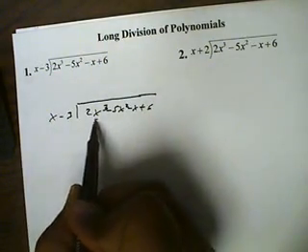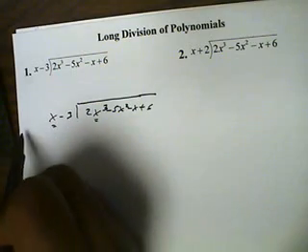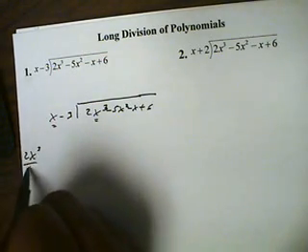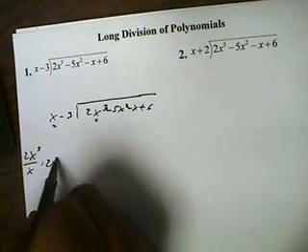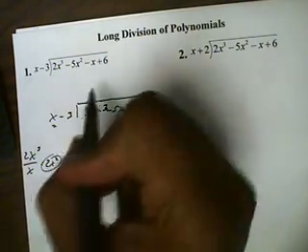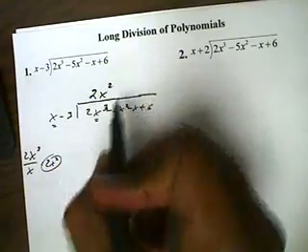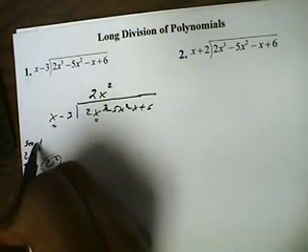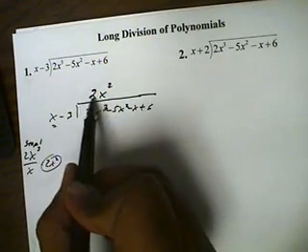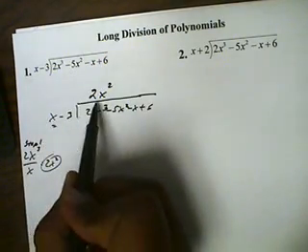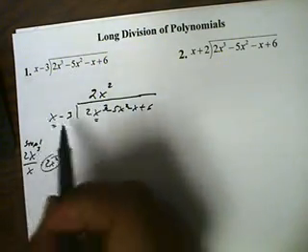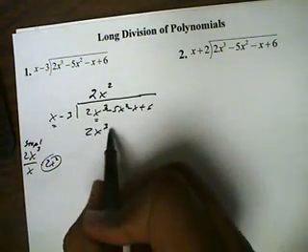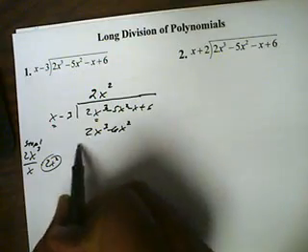Step 1 is to take these two terms right here, these leading terms, and divide them. So I'll have 2x cubed divided by x, which gives me 2x squared. This is my first answer that goes on top. That's step 1. The second step is to multiply my answer by this, or distribute. So 2x squared times x is 2x cubed, and 2x squared times negative 3 is negative 6x squared.